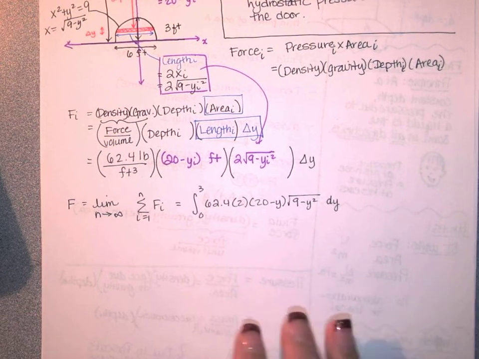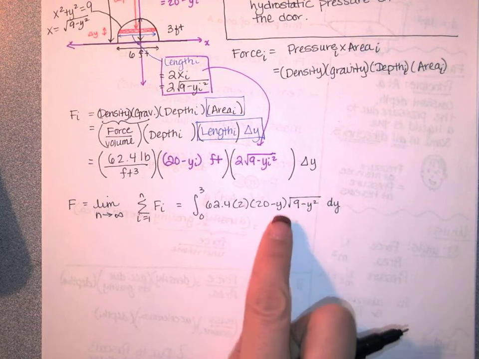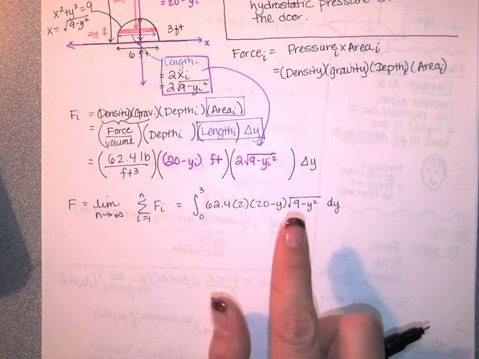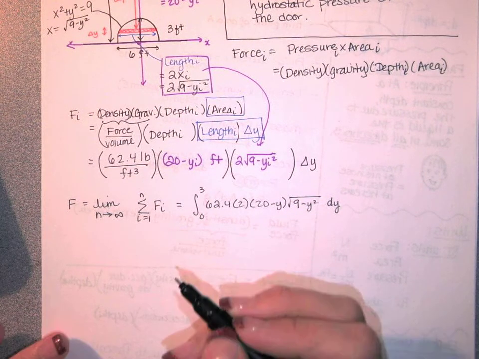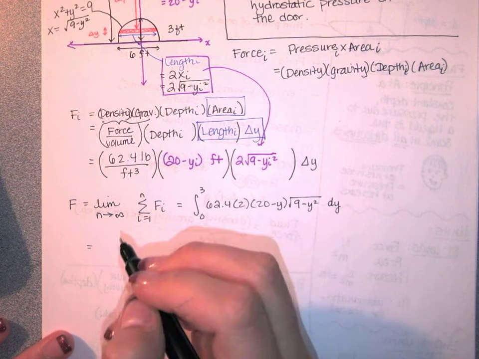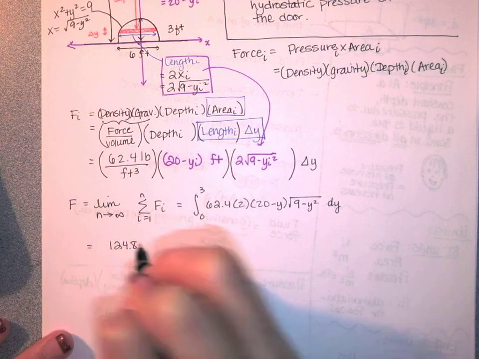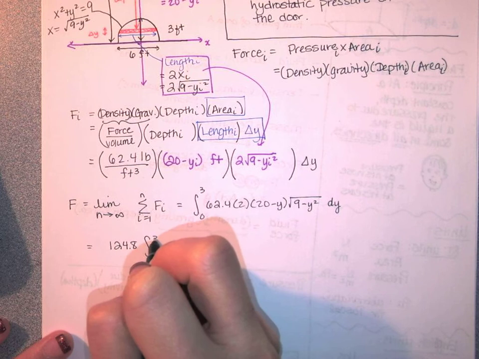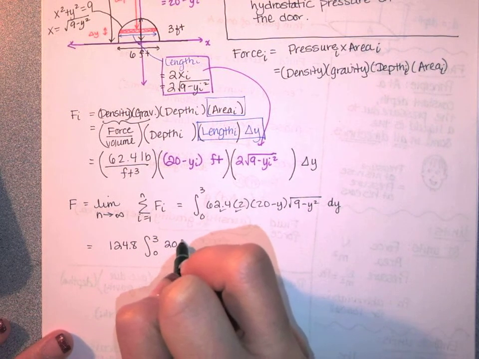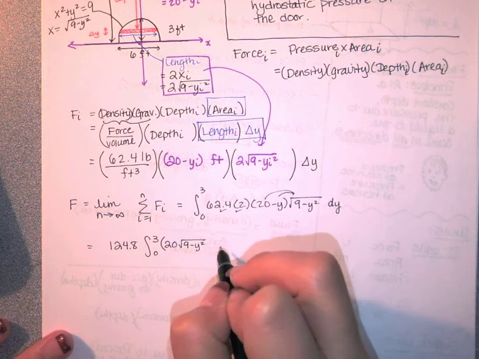Now, there are lots of different ways to evaluate it. I could distribute this square root of 9 minus y squared here and do a u sub for part of it and a trig sub for another part. I think I would rather take advantage of geometry, so I'm going to do that this time so that I can avoid doing the trigonometric substitution. 62.4 times 2 is 124.8, and we're integrating from 0 to 3. So I've taken care of these guys. 20 times that square root is right here. And then I have a negative y times that square root.